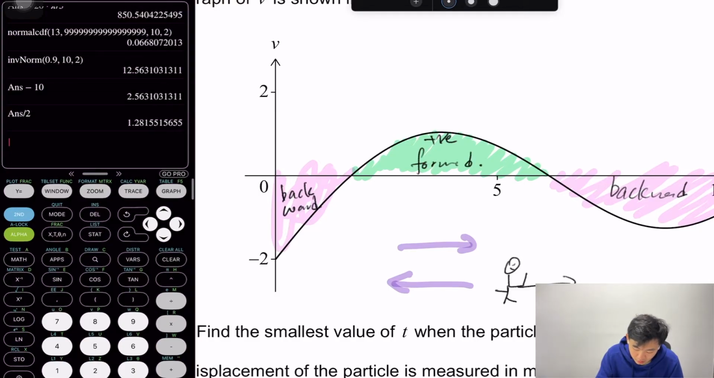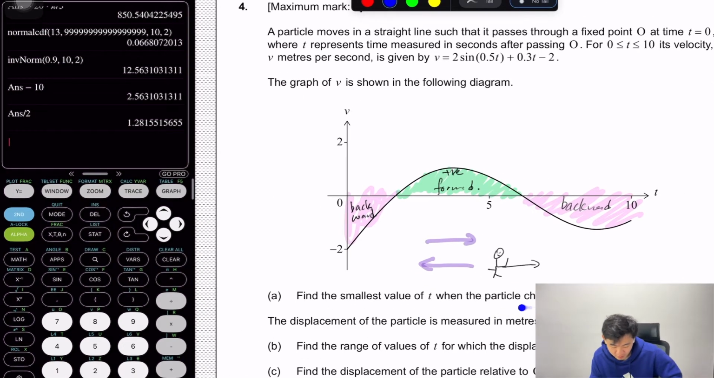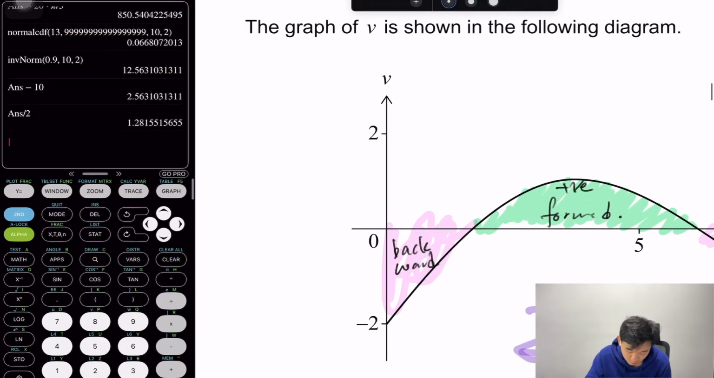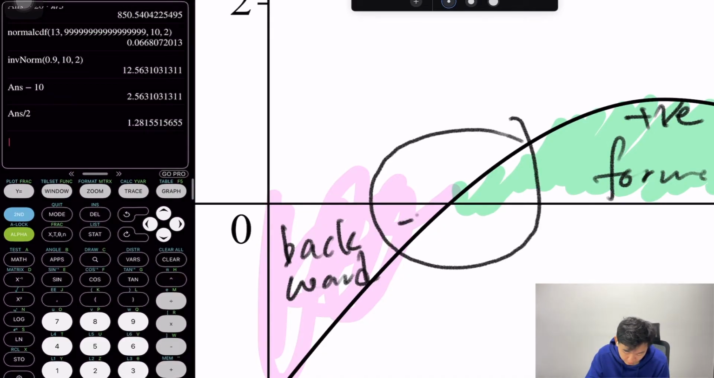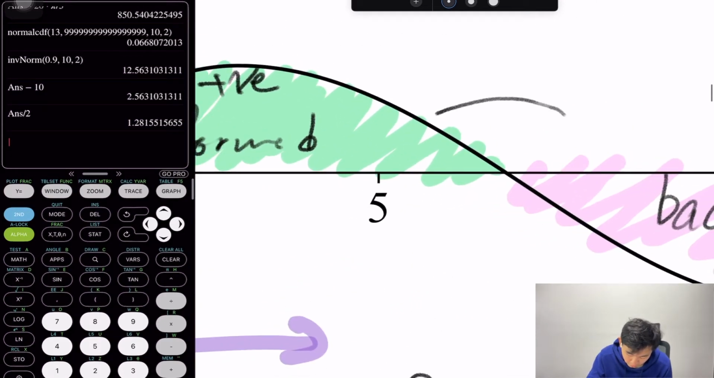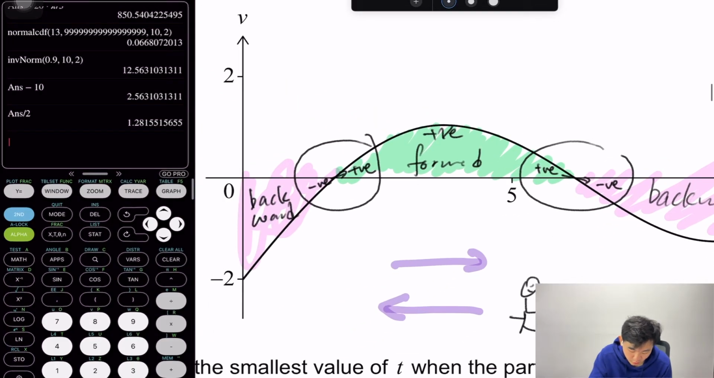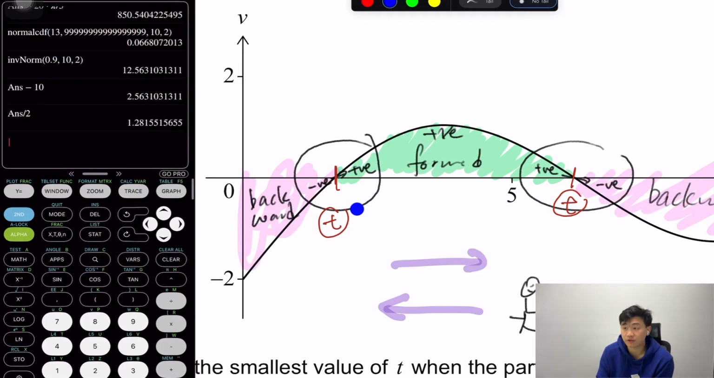Okay. So why does the question emphasize the smallest value of t when it changes direction? Because you take a look at two places. When does it start to change direction? Either from this part, from negative to positive, or from the positive part changing to the negative part. So essentially, you will have two t's where it changes direction. This is the first t, and that's just another t where it changes direction. So by comparing the left and right, this is the smaller one. So we're going to check this one first.